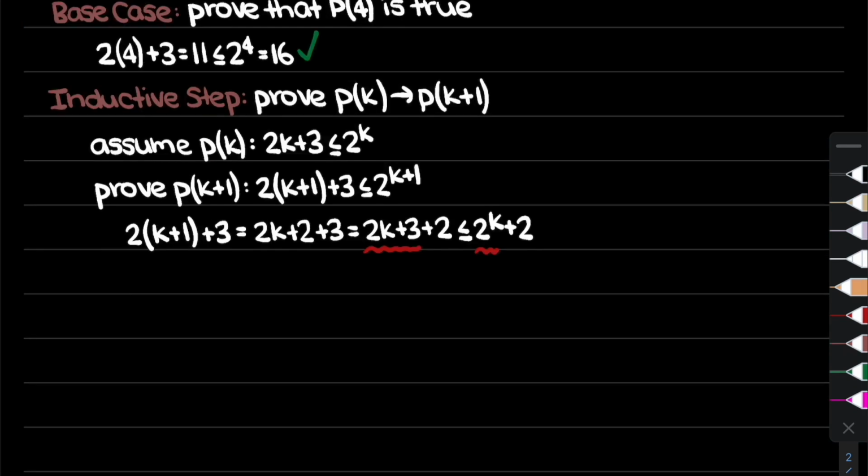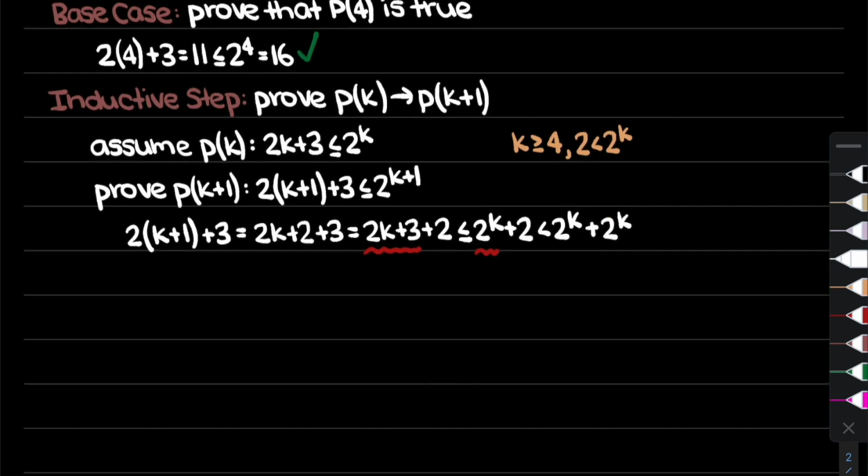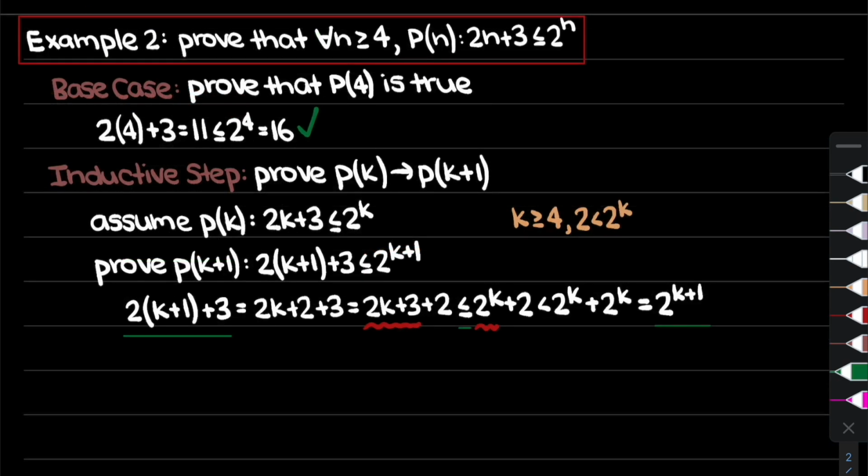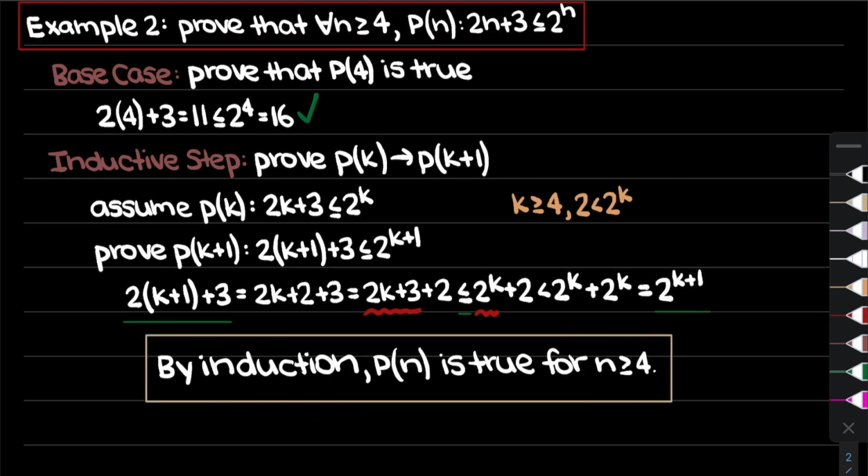Now we're going to use a clever trick here. Because we're only dealing with k's that are greater than or equal to 4, we know that 2 will always be less than 2 to the k. And thus it follows that 2 to the k plus 2 is less than 2 to the k plus 2 to the k. 2 to the k plus 2 to the k is simply 2 to the k plus 1, and this is exactly what we are looking to prove, that 2 times (k plus 1) plus 3 is less than or equal to 2 to the power k plus 1. Now, since we have proved the base case and our inductive step, we can conclude that by induction, P of n is true for all n greater than or equal to 4.